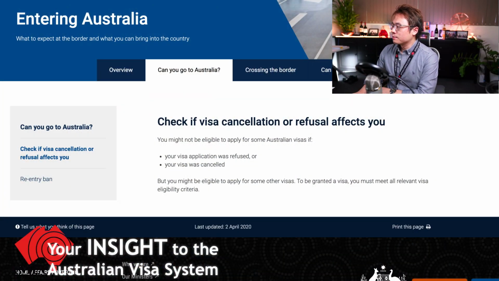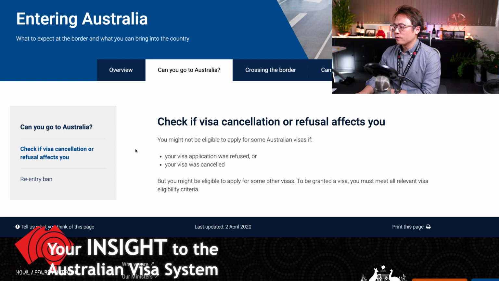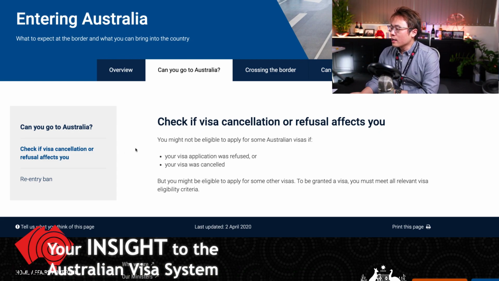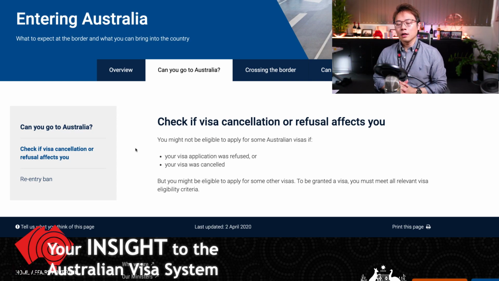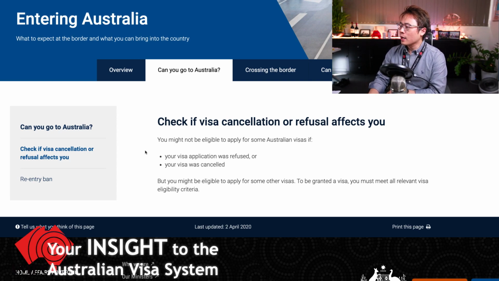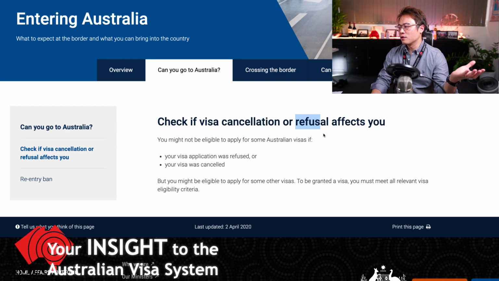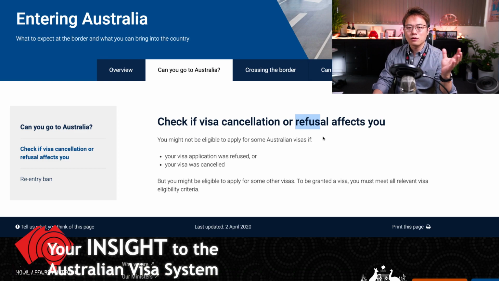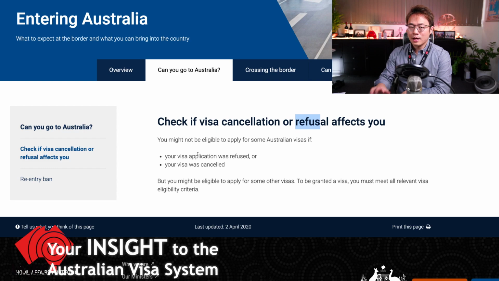So let's go into the actual immigration homepage, where they have this category: check if your visa cancellation or refusal affects you. So why is that? Why would that really matter? Because obviously we need to know the grounds on which your previous visa was refused or cancelled. So there are two categories: it's either cancel or refuse. The meaning of refusing and cancelling is basically the same, but the definition under the law is a bit different. So let me explain a little bit.